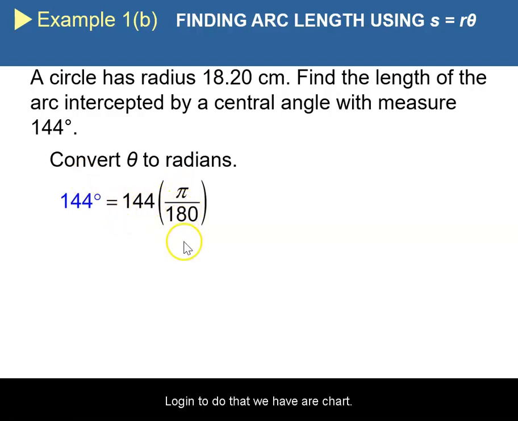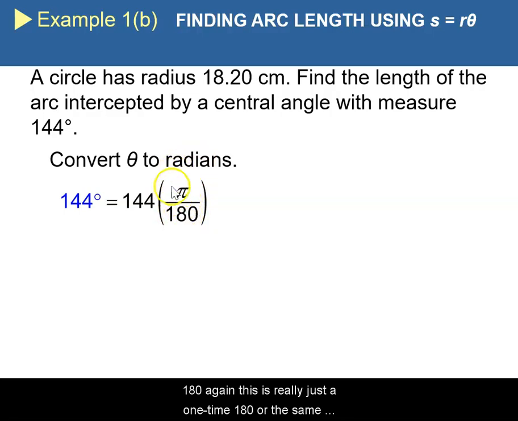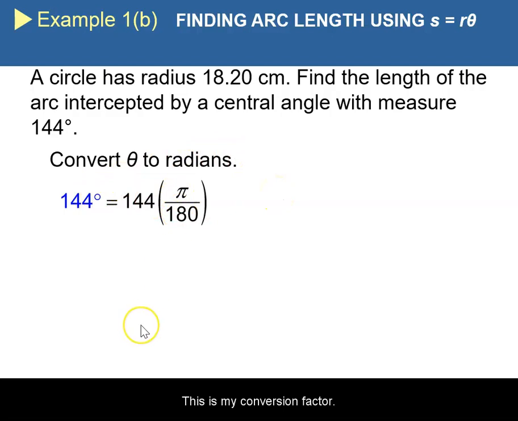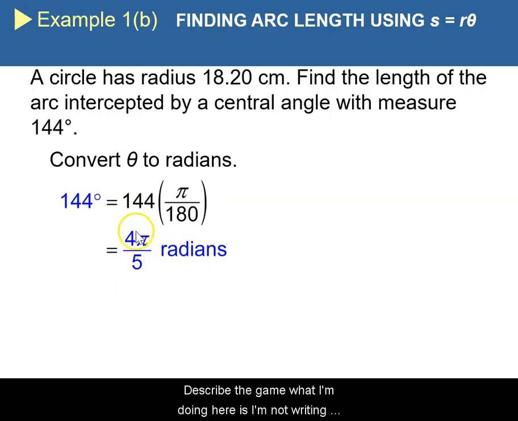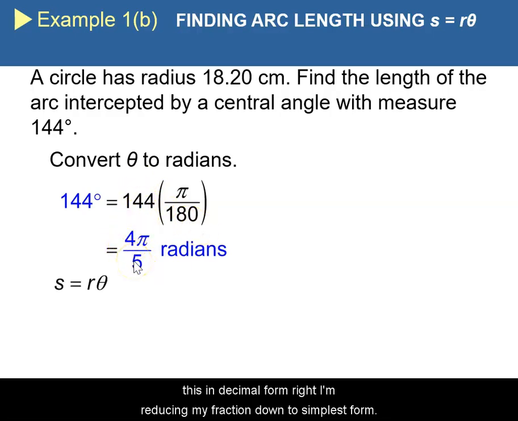So again, to do that, we have our transformation constant, right? So this is pi over 180. Again, this is really just a 1 because pi and 180 are the same thing. So I'm really just multiplying this value by 1. It's just that I'm doing so in a way that it'll change it from degrees into radians, right? So this is my conversion factor. So this turns into 4 pi over 5, or 4/5 pi, however you want to describe it. So again, what I'm doing here is I'm not writing this in decimal form, right? I'm reducing my fraction down to simplest form.